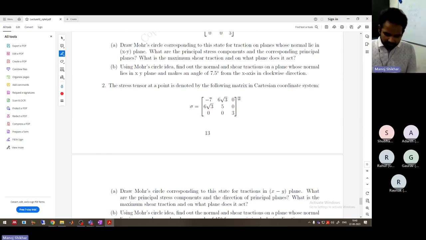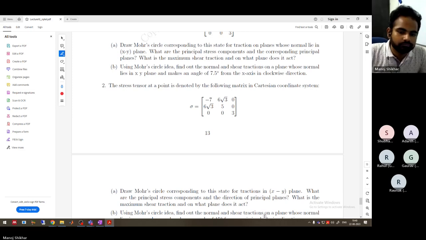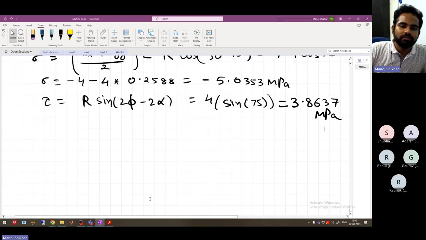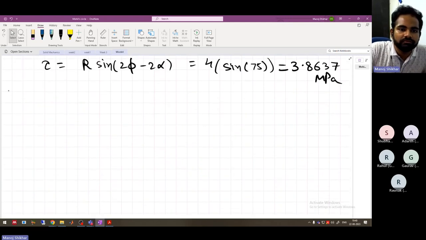So let's move on to our second question. This is a similar kind of problem, but there's a slight difference. So let's solve this problem also. I hope this question was clear. Now the subjective question number 2.